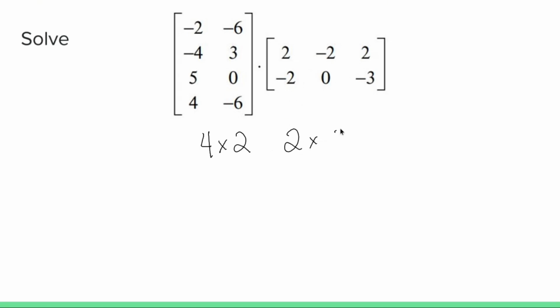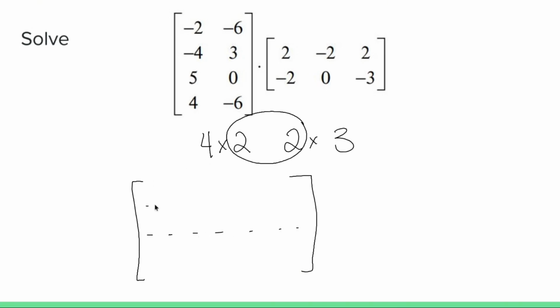You're a 2 by 3, which means these two numbers in the middle match up, and we're going to end up with a 4 by 3. So lots of work to do. 4 by 3.